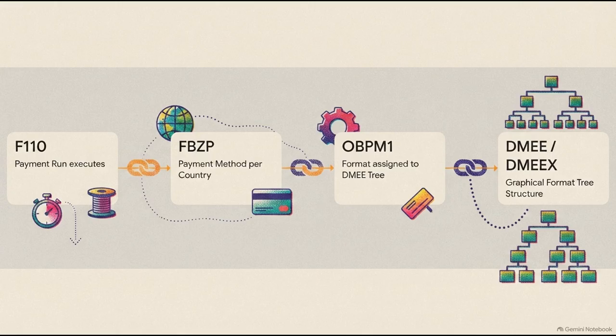Moving on to Section 2, the integration architecture. Before the file is even generated, we have to understand how the backend flows. The linkage follows a really strict 4-step configuration hierarchy. It all kicks off at Step 1, the F110 payment run. From there, that payment data trickles down to Step 2, the FBZP configuration for the payment method per country. Then it flows into Step 3, OBPM1, where the format is officially assigned, and finally it lands at Step 4, the actual DME or DME-EX graphical format tree structure. It's a chain. Break even one link and the whole file fails.